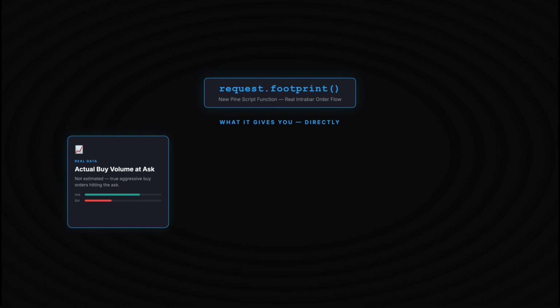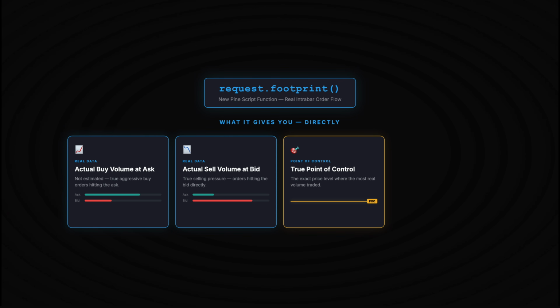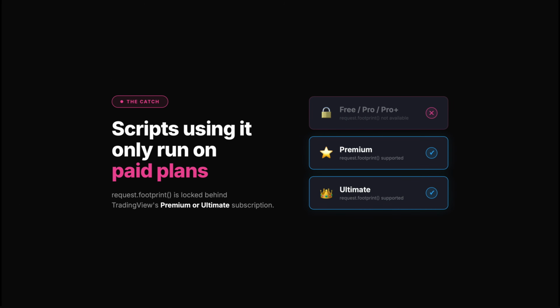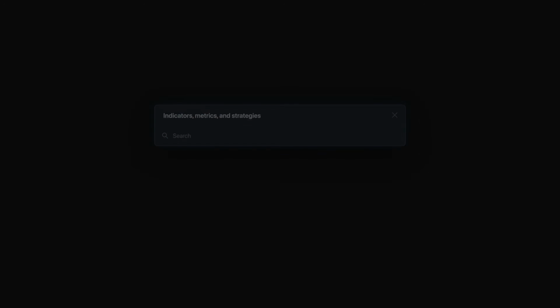TradingView has shipped a new PineScript function called request.footprint, which gives developers direct access to real intrabar order flow data, actual buy volume at the ask, actual sell volume at the bid, true point of control, and genuine row-level imbalances. The catch is that scripts using it only run on the Premium or Ultimate TradingView plan. Here is the only indicator in today's review that already uses it.